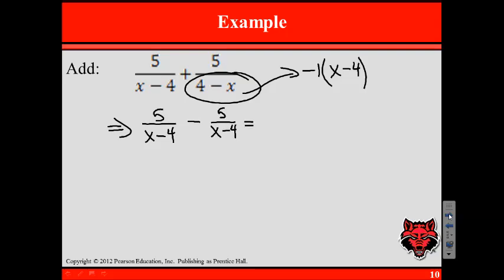We have a common denominator, so we write x minus 4 one time. In the numerator, we have 5 minus 5, which is 0. And anytime we have 0 divided by anything that is not 0, it becomes 0.